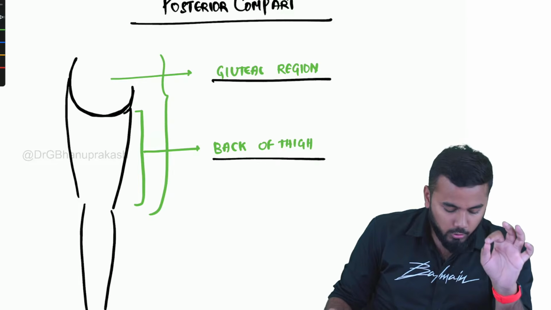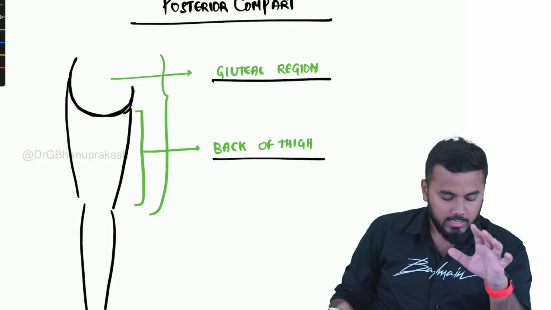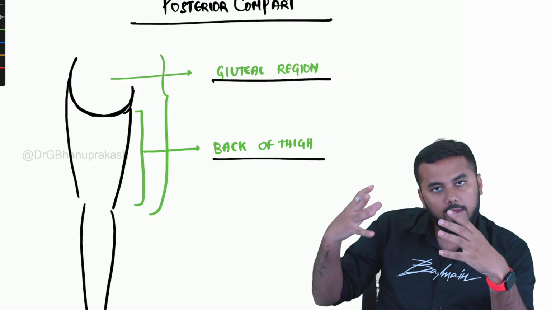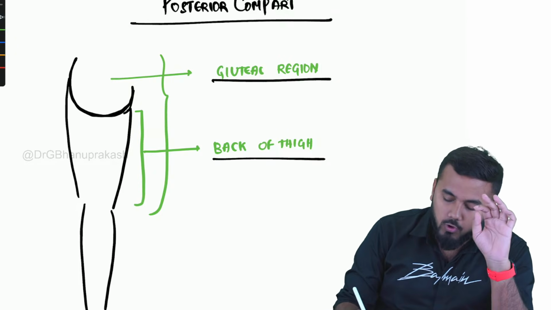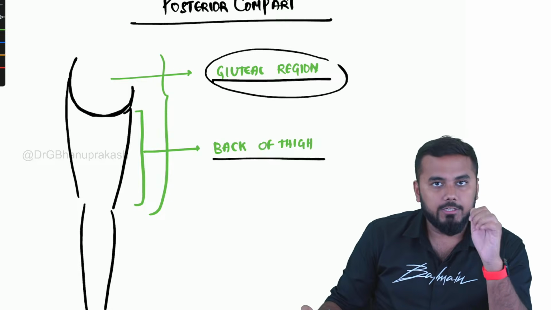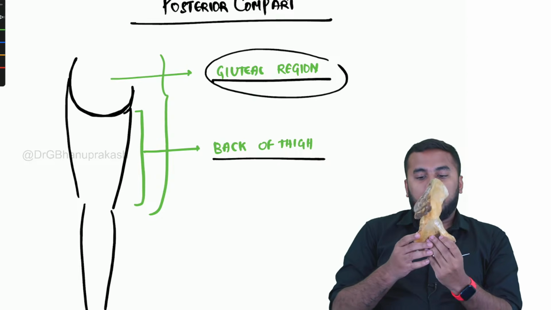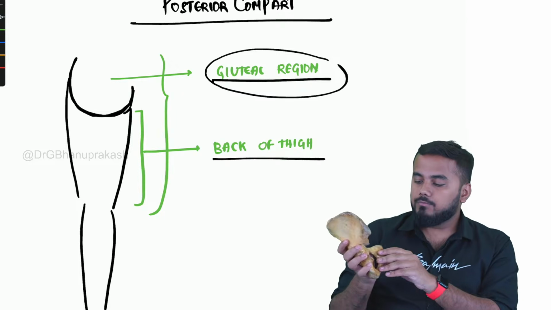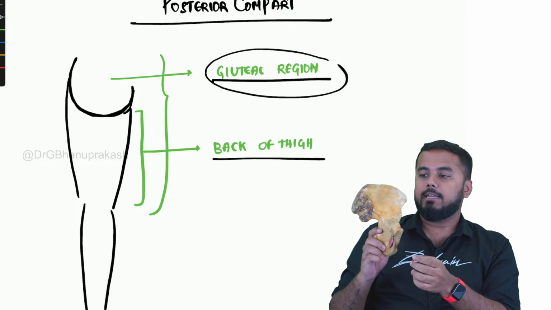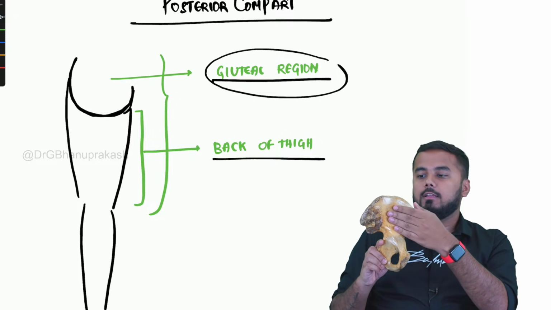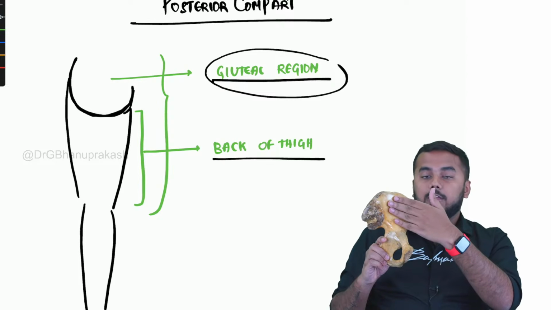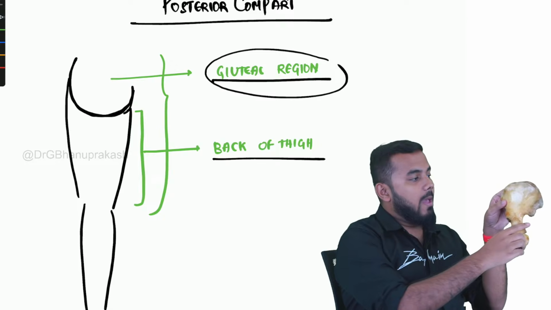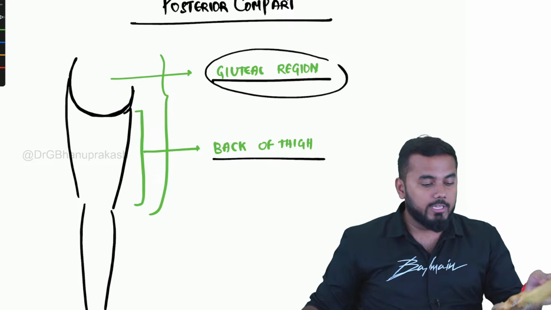Okay. In the gluteal region, I have got some muscles. In the back of the thigh also I have got some muscles. Now let us discuss what are the muscles that are located in the gluteal region. So let us say that this is the anterior side. Now in this anterior side, you don't have gluteus muscles. If I turn back here, you have got your gluteus muscles.